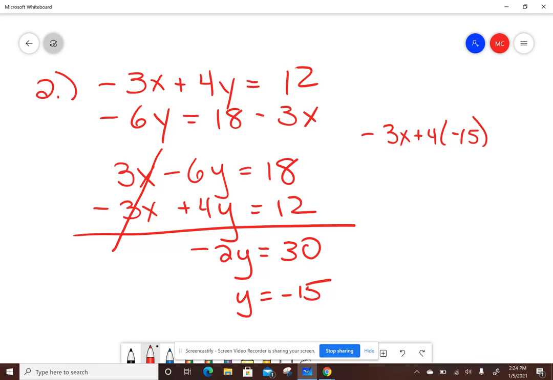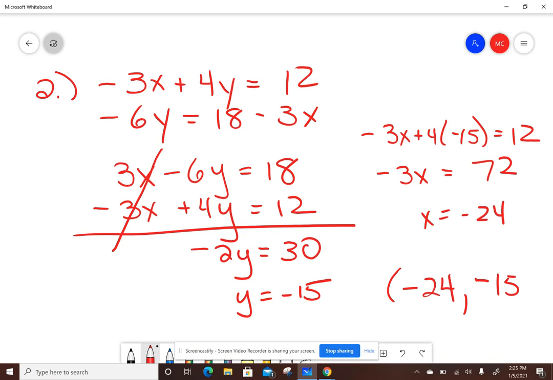Then I just plug in negative 15 in either equation for y, and I get negative 3x equals 72, and x equals negative 24. So my ordered pair is negative 24, negative 15, which of course I mentally plug in to make sure it works.